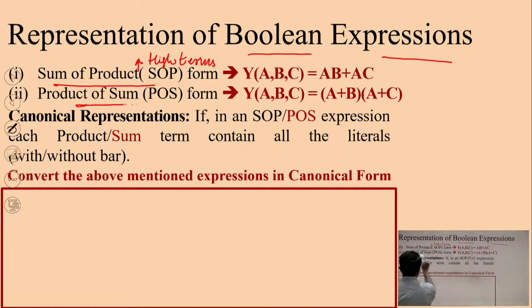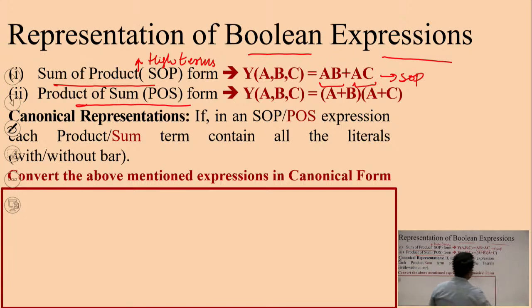Similarly, if we focus on the zero entries in the output column of the truth table, in that case we will be using the product of sum form. For example, we have the expression AB plus AC. AB is a product, AC is a product. So these are the two products, and these two products are added together. So this becomes the SOP.